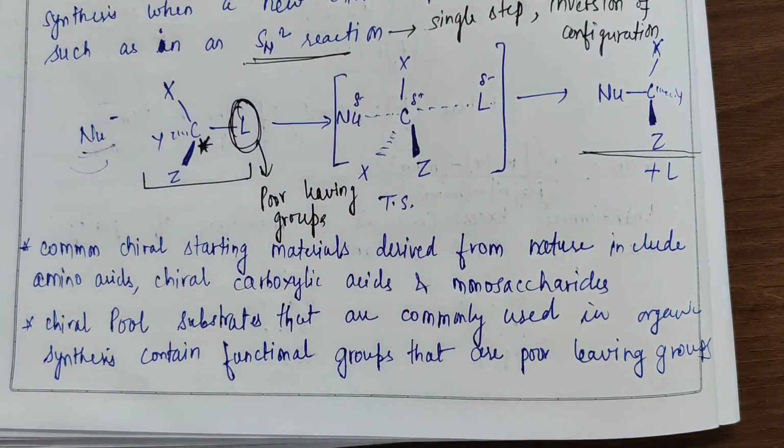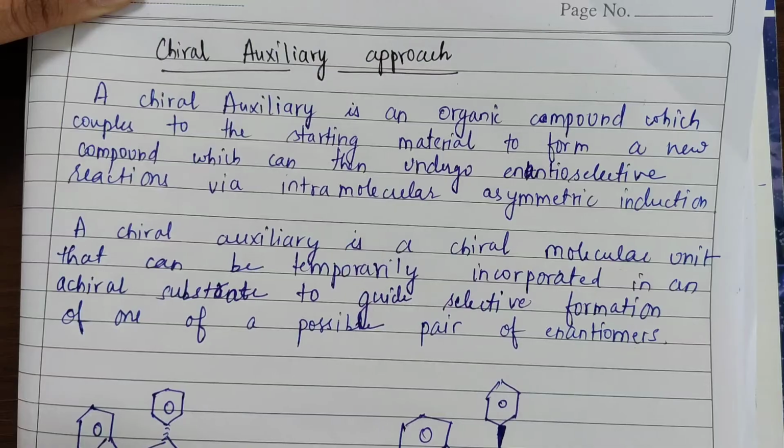Okay. After that comes the chiral auxiliary approach. In the chiral auxiliary approach, what they do is take a prochiral substance, or you can say an achiral substance. A prochiral substance is something which has the possibility of forming a chiral substance on replacement of one group attached to it. Okay, let's see it with an example.